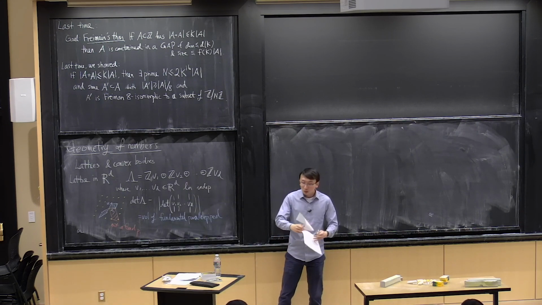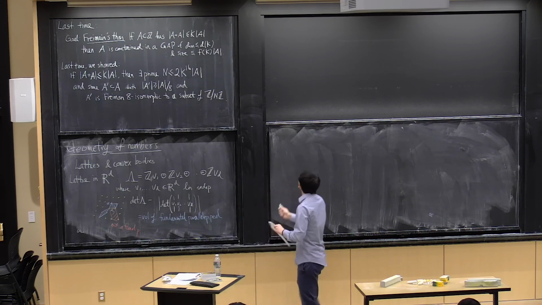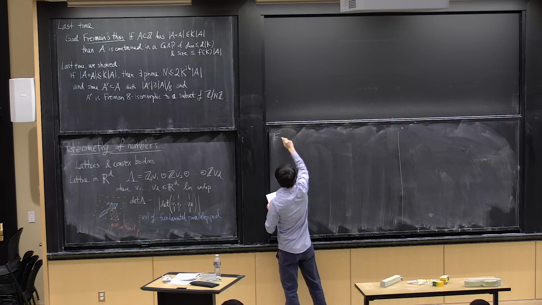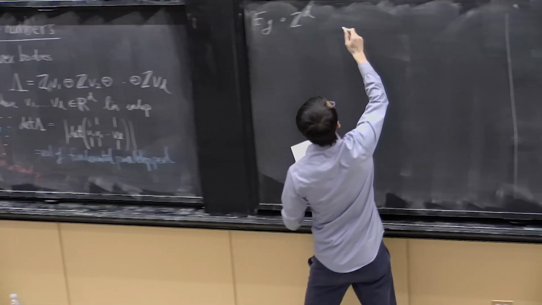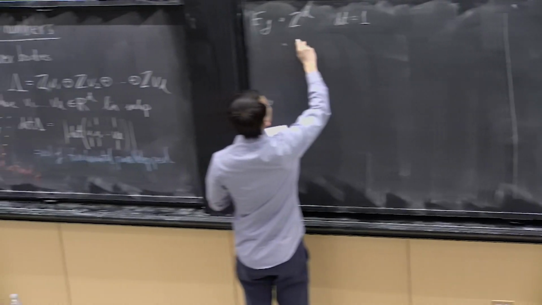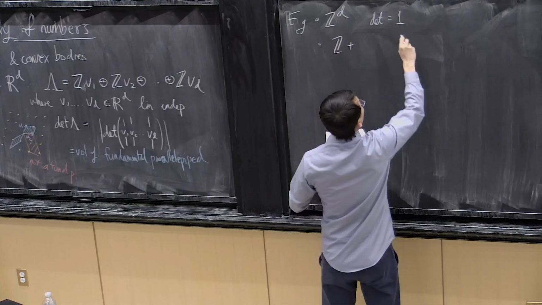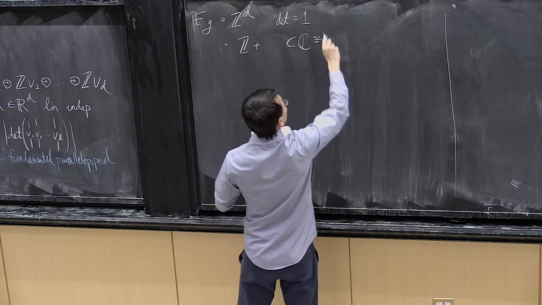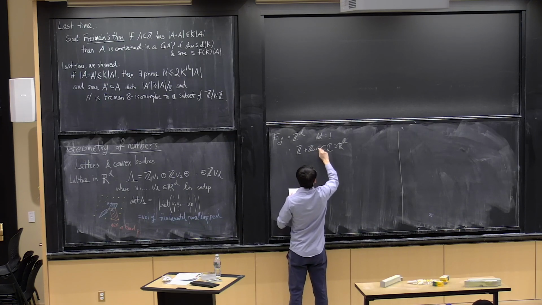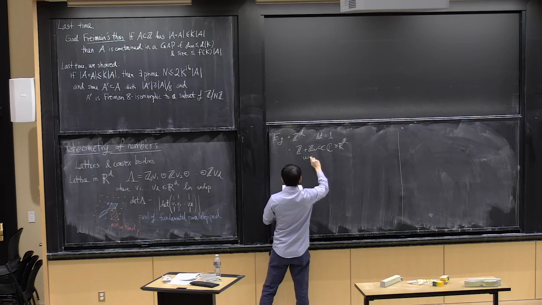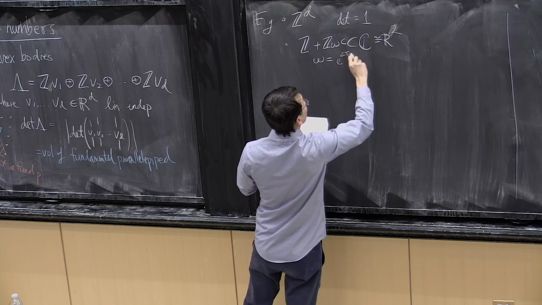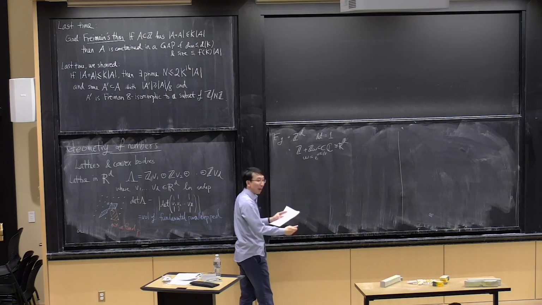Great. So let me give you some examples. The simplest lattice is just the integer lattice, Z^d, which has determinant 1. If I'm in the complex plane, which is viewed as a two-dimensional real plane, and I take, let's say, omega being the third root of unity, then I have a triangular lattice.